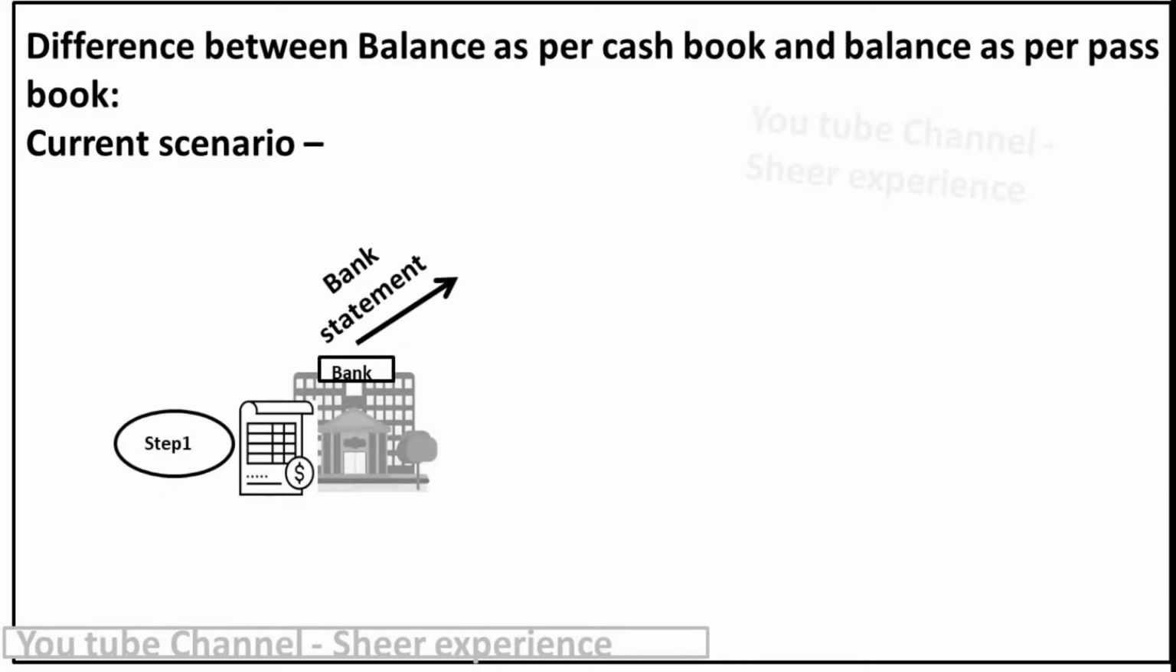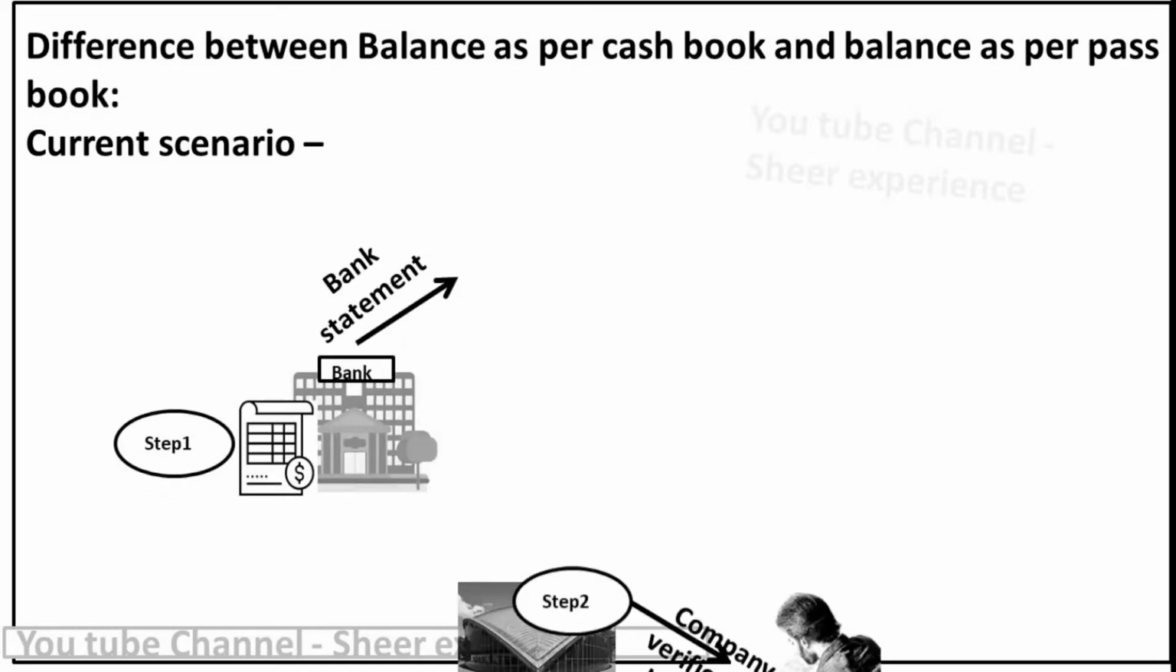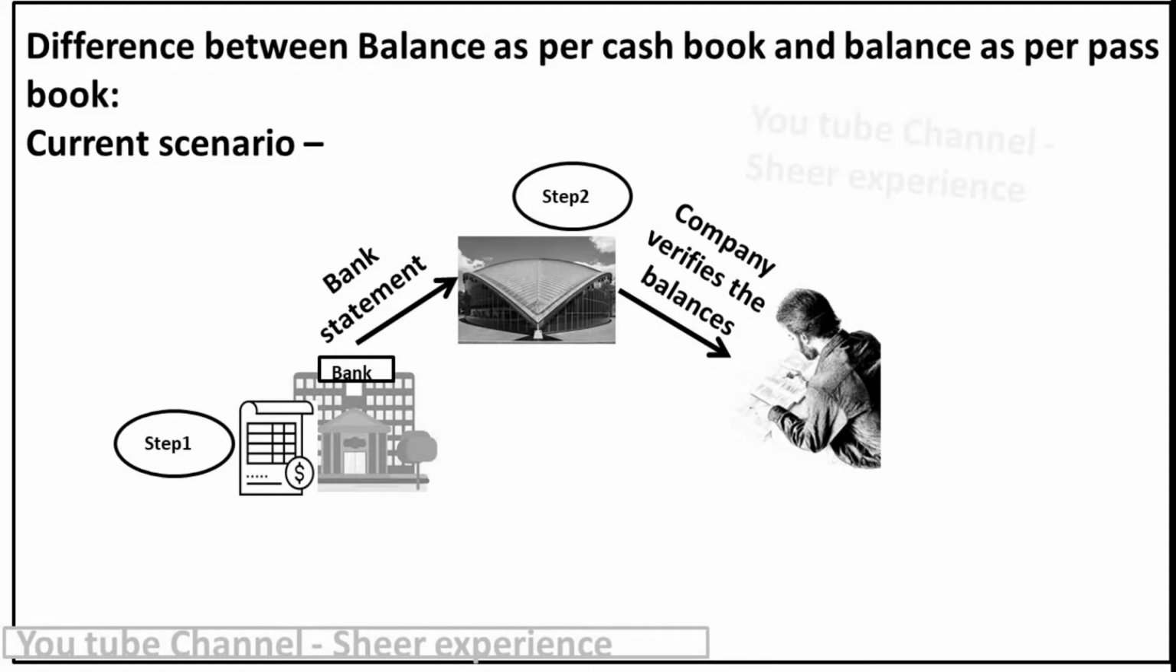In the current scenario, usually the bank sends bank statement to the company or business monthly once. Even we review our books of accounts monthly once. When we find differences between cash book balance and passbook balances, we prepare bank reconciling statement to correct our books of accounts. That is cash book balances. How will we correct our books of accounts? By passing rectification journal entries based on the bank reconciliation statement that we have prepared.